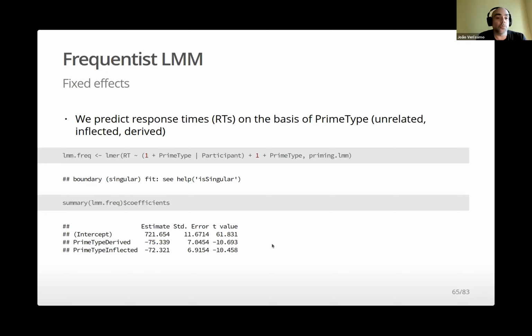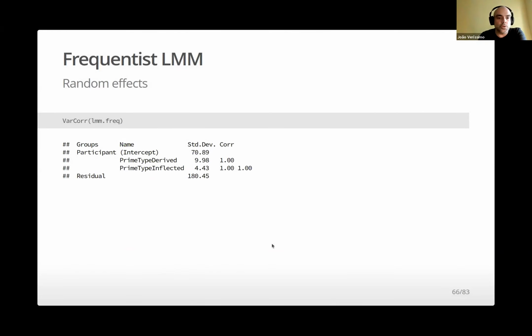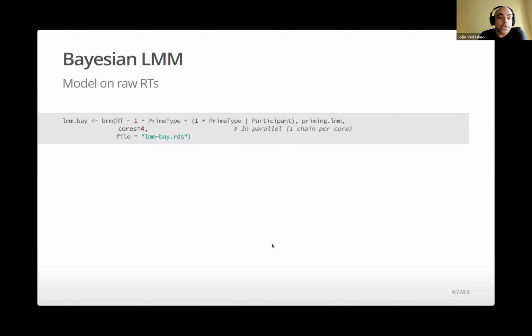Like George said, we should probably transform the RTs. I'm just doing this on milliseconds just for reasons of simplicity. A proper analysis of this would not assume normal residuals. Then we can fit the Bayesian model in exactly the same way, so exactly the same type of formula.